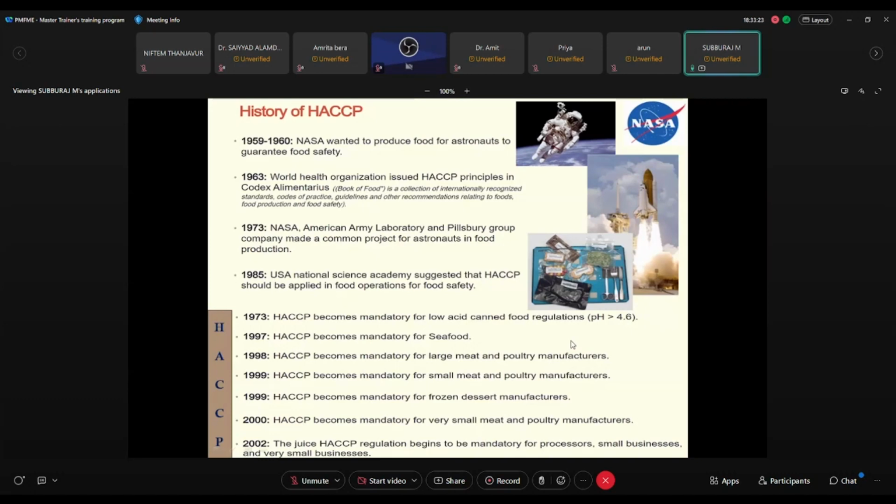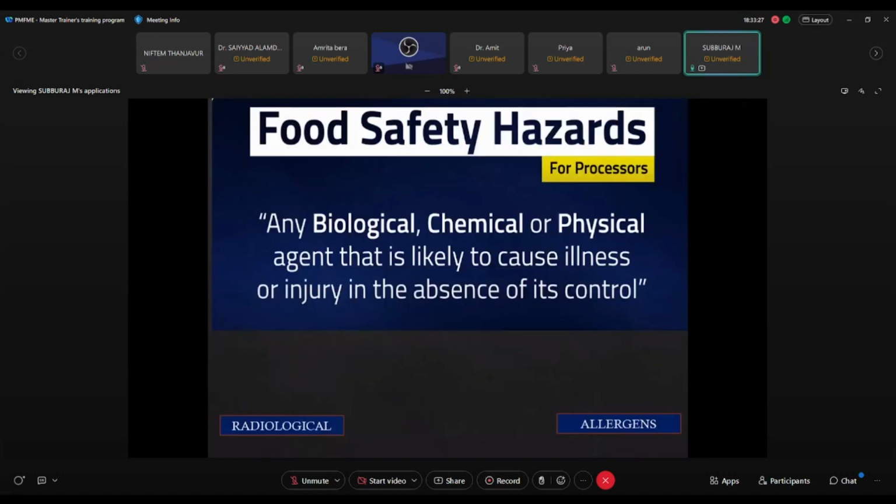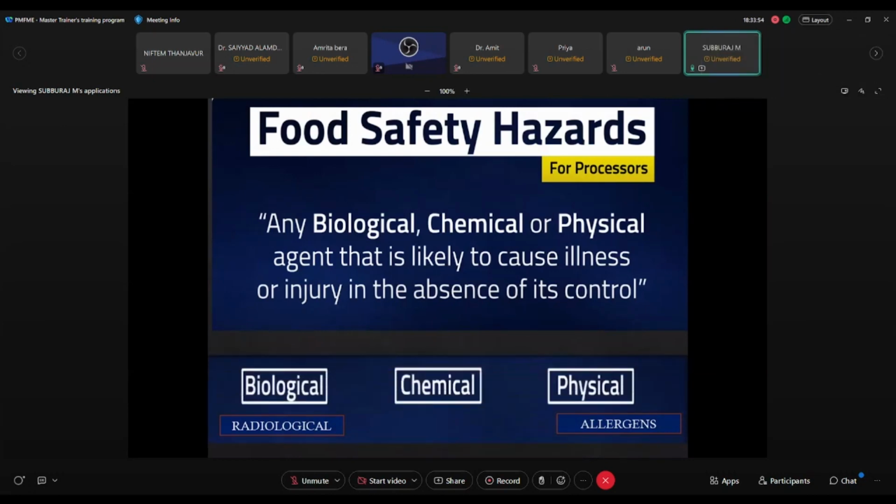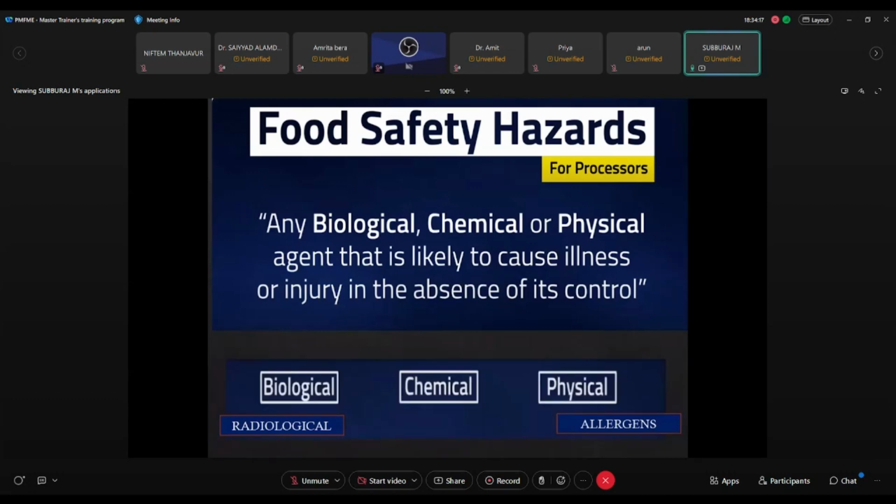My next slide is also going to tell about this. Before that, let us see what a hazard is. A food safety hazard is any biological, chemical, or physical agent that is likely to cause illness or injury in the absence of its control. Hazards come in three major ways: biological, chemical, and physical. Sometimes they also come as radiological and allergens. So there are five ways. Nowadays radiological regulation is also in place, with some radioactive materials, and allergens also. These are the major food safety hazards.